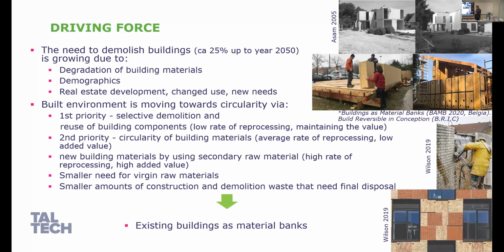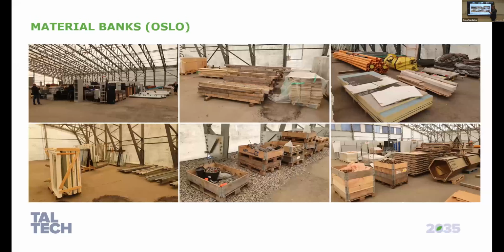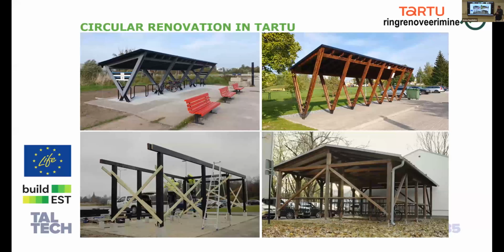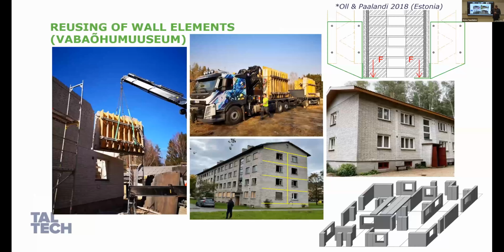Here are also a few examples of how that has been done in the world. For instance, in Germany already 20 years ago. Some examples of material banks from Oslo, where this activity is in process. Examples from Estonia, a Greek material bank, almost 20 years old, an Italian one, a brand new building material circularity bank in Tartu. A few examples from a recent project also in Tartu, bicycle facilities designed by students and made from real materials.